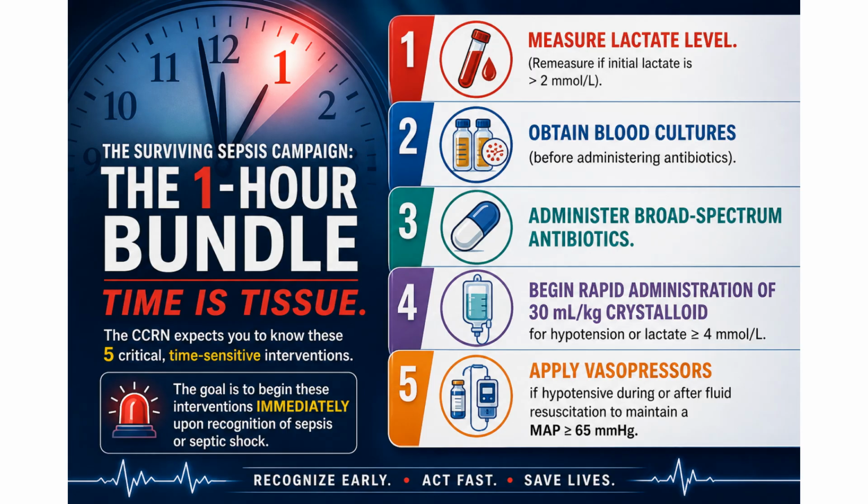This slide is arguably the most important one for your exam. You must know the 1-hour bundle. These are the 5 critical interventions that must be initiated immediately. 1. Measure a lactate level. 2. Obtain blood cultures, and this must be before you give antibiotics. 3. Administer broad-spectrum antibiotics. 4. Start a rapid 30 mL per kg crystalloid bolus for hypotension or a lactate of 4 or more. And 5, apply vasopressors if the patient is still hypotensive to maintain a MAP of at least 65.